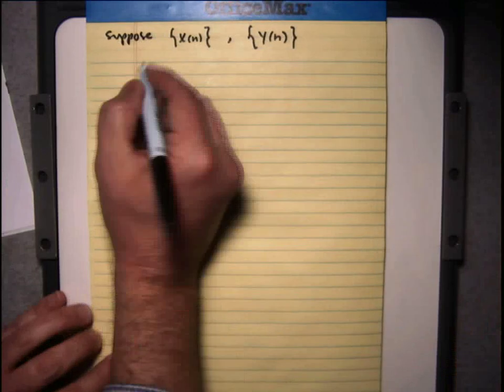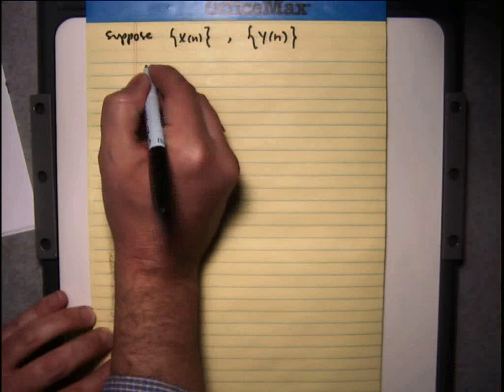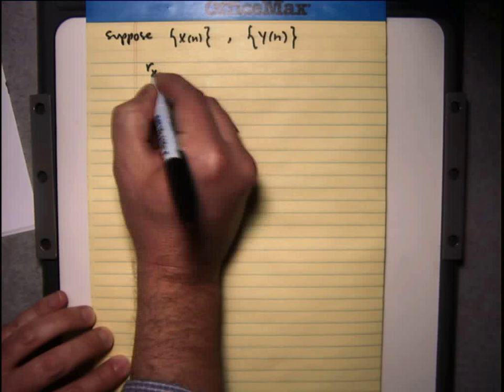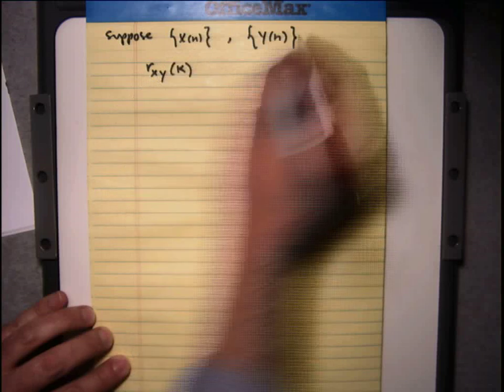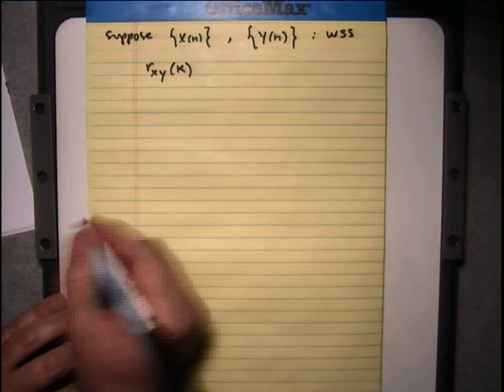So the cross-correlation function is defined as follows, very similar to before. Instead of Rxx, now we're going to write Rxy of k, and these are both wide-sense stationary, we're going to assume.